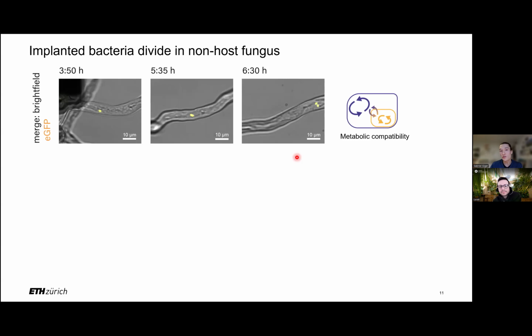And if you look closer, which might not have been obvious from the video, you can also see that the bacteria also managed to divide. And this is not obvious. We know that a lot of other bacteria will actually not be able to survive in the cytosol of a fungus or any other host. But in this case, we have metabolic compatibility, right? Do you have any intuition why they would not be able to survive?